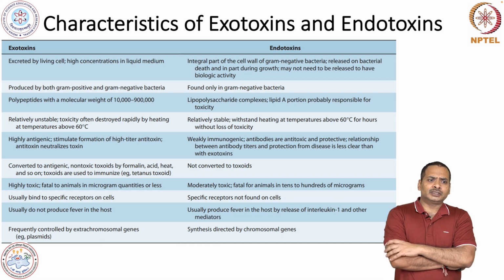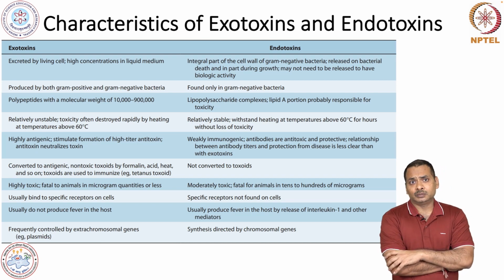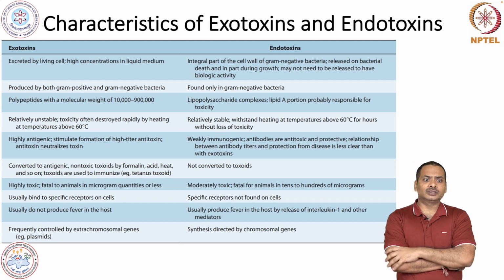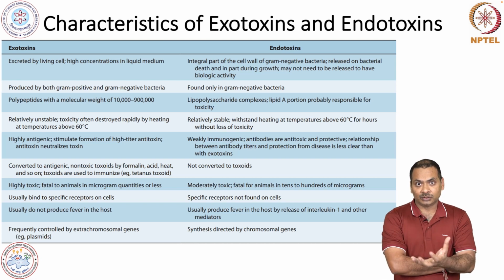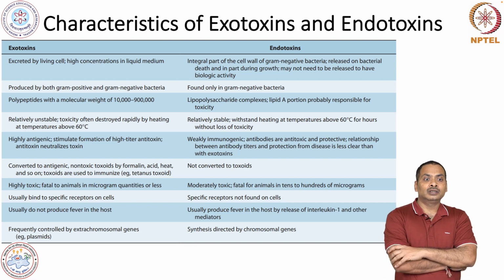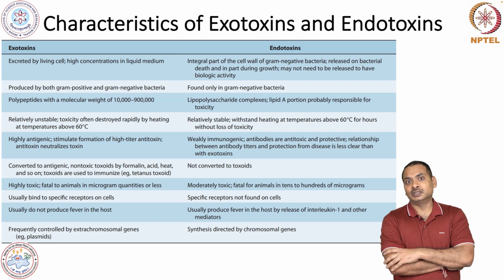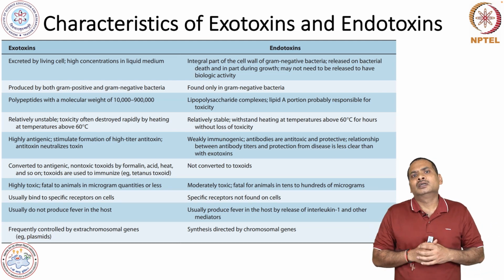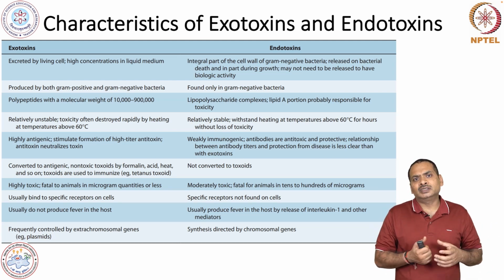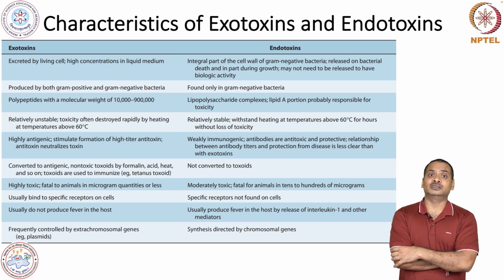Exotoxins are relatively unstable. Toxicity is often destroyed rapidly by heating above 60 degrees. So if you autoclave these exotoxins, they will basically denature.